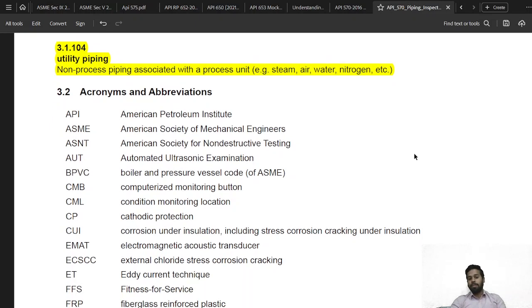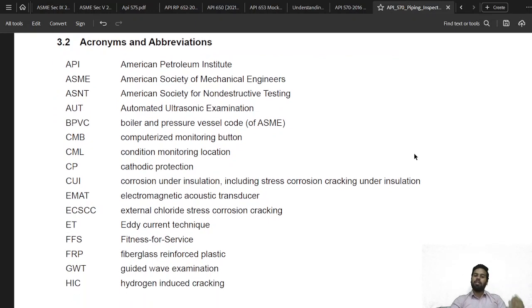Now these are acronyms that are used throughout this code. You just need to understand what these acronyms are, that's it.